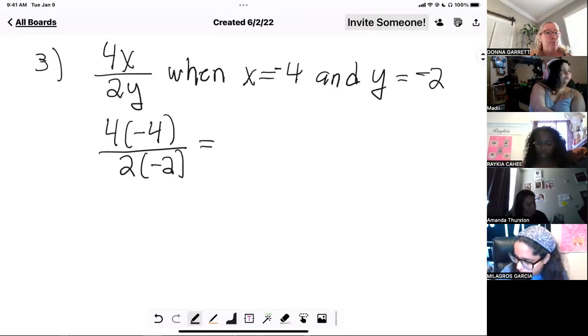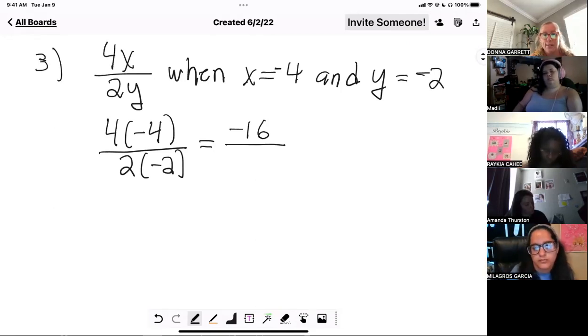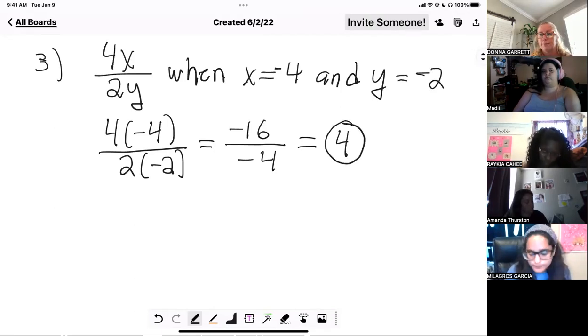All right, first you substitute, then I'm going to multiply the top, the numerator. 4 times 4 is 16, but it's negative, so -16. Denominator, 2 times 2 is 4, but it's a positive times a negative, which is a -4. And then I can divide. Now, a negative divided by a negative is a positive, so I know the answer is positive, and 16 divided by 4 is 4. So if you got 4, you did it right.